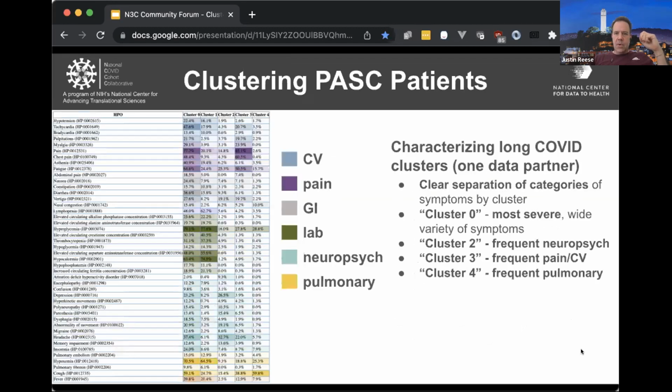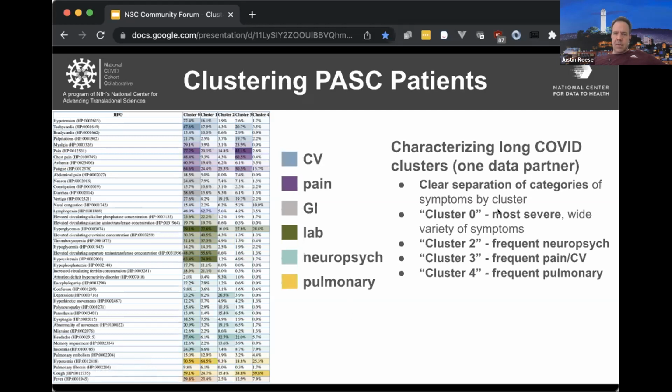So that's what I'm showing you here. This is with a cluster K of 5, in other words, the 5 different clusters. And I don't expect you to be able to read these rows, but the columns are the clusters, the 5 different clusters, and we've color coded them by the types of the long COVID symptoms. So this blue color is cardiovascular, this is pain, GI symptoms, lab is the catch-all for any abnormal lab value, neuropsychiatric and pulmonary.